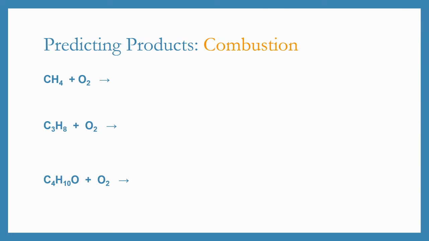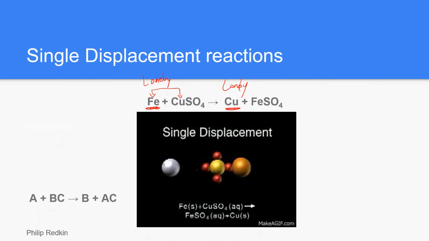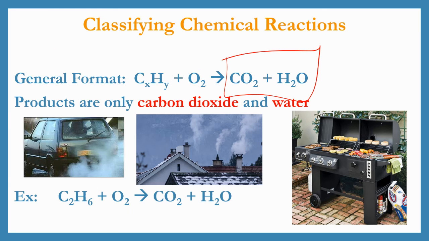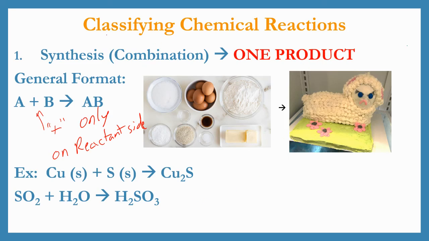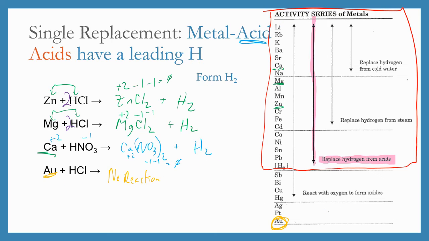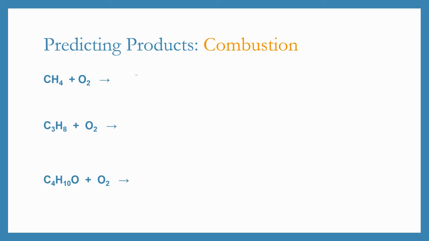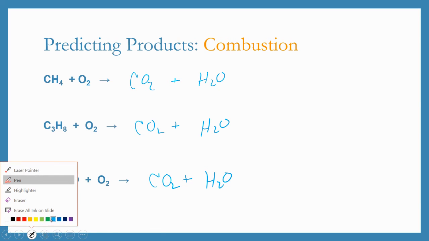Then we talked about these easy ones, combustions. Anytime you have a carbon hydrogen thing, remember your combustion reactions. These are your combustion reactions. The general form is some carbon hydrogen thing plus oxygen makes carbon dioxide and water. So the beautiful thing about those is when we're predicting products, we just make carbon dioxide and water every time. So that's not hard. The harder part with these is the balancing.